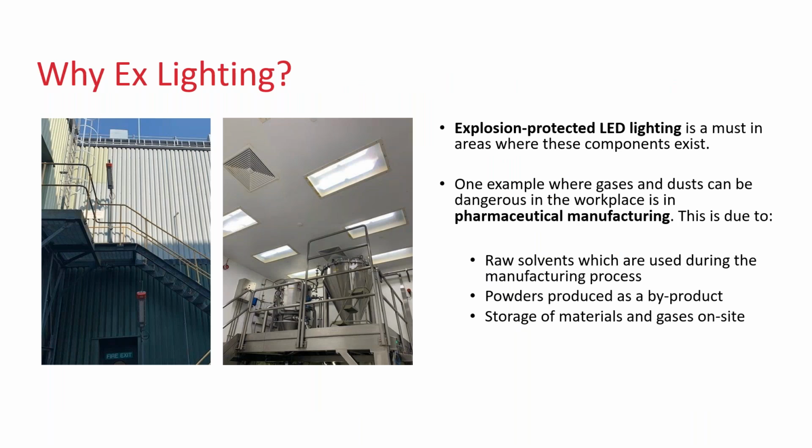Although it may not be one of the first industries which come to mind when thinking about typical uses for hazardous area equipment, large parts of modern pharmaceutical facilities are classified as zoned hazardous areas. And this is more often than not due to the raw solvents, chemicals and gases which are used during or generated during the manufacturing process, powders, dusts and gases produced as a byproduct of the manufacturing process, and storage of materials and gases on site for use in the manufacturing processes.